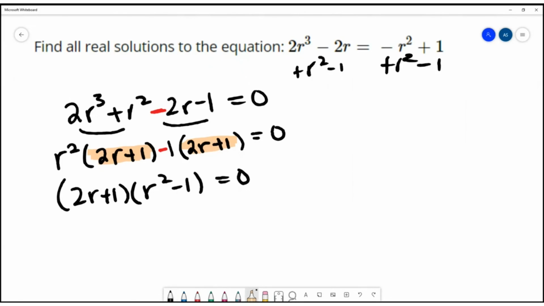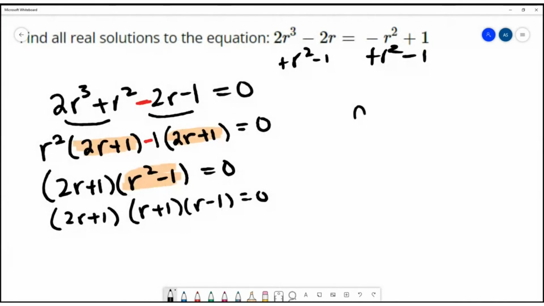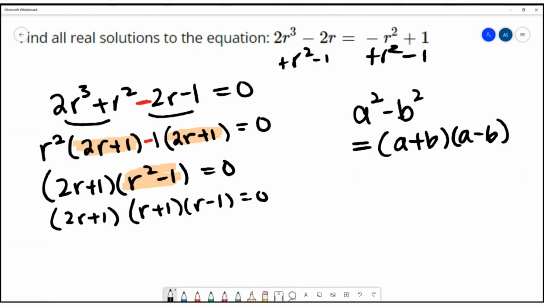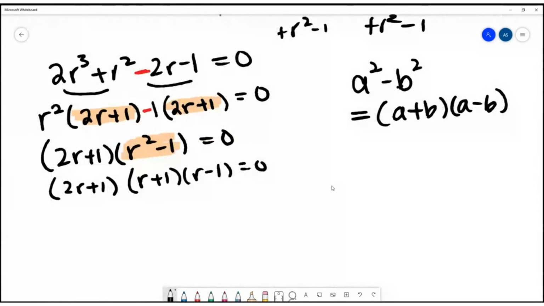The r squared minus 1 can be factored more. This is a difference of squares. It factors to be r plus 1 times r minus 1. So difference of squares, just as a reminder, is a squared minus b squared. That pattern factors to be a plus b times a minus b. Once you have it completely factored, you're going to use the zero product property.